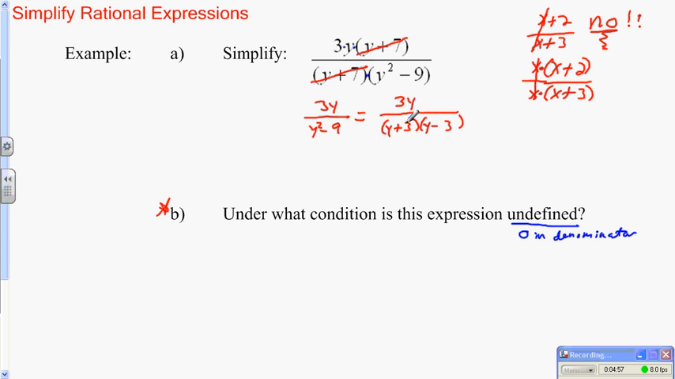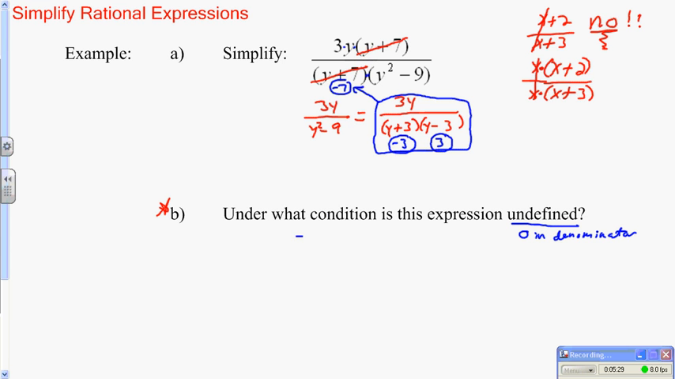Well, if we plug in a negative 3, that would cause it to be undefined. If we plug in a 3, that would cause it to be undefined. But we have to remember that this is a simplified version of what we started with. So we have to also refer to this part. Before we cancel, we have to respect the initial problem. So under what conditions is this undefined?